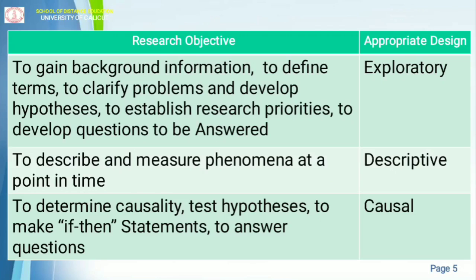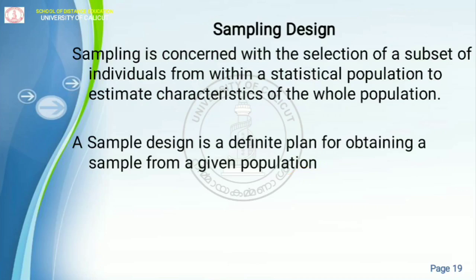And the causal research design is used to determine causality, test hypotheses, and to make if-then statements to answer the question in research. And a sampling design is a definite plan for obtaining a sample frame from a given population. So a sample is representative of the population, and the sampling design is a blueprint relating to the sample, simply a definite plan for obtaining a sample from a given population.